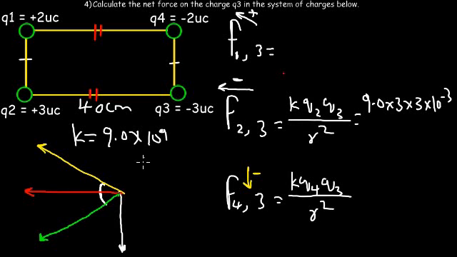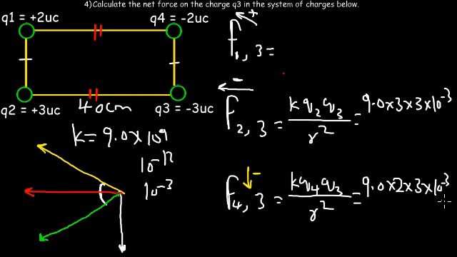That of microcoulombs will be 10 raised to the power minus 12. By the time you add them together, this will be 10 raised to the power minus 3. You understand? So because of space, I have it this way. Now, what about that of F sub 4,3? That should be 9.0 times q4, which is 2, times q3, which is 3, times 10 raised to the power minus 3, then all divided by r squared.